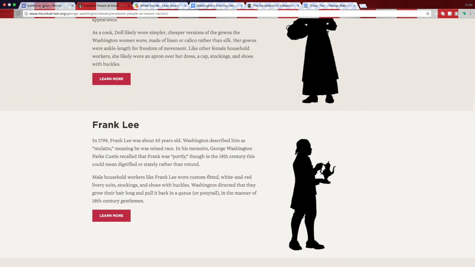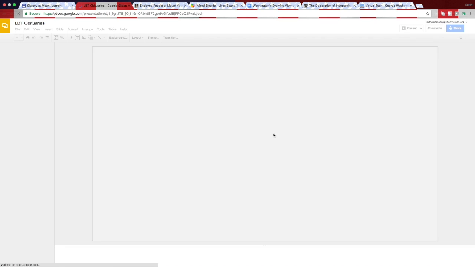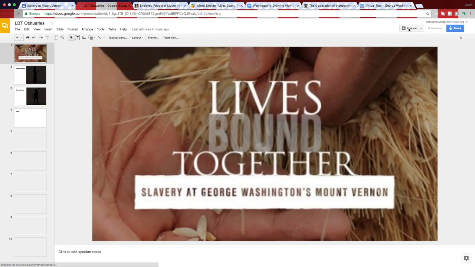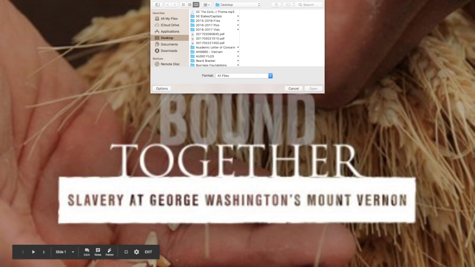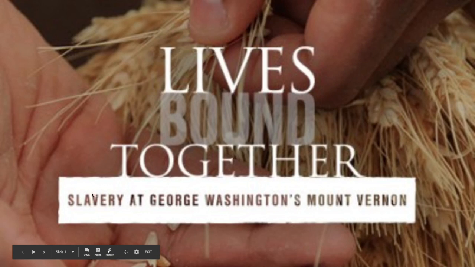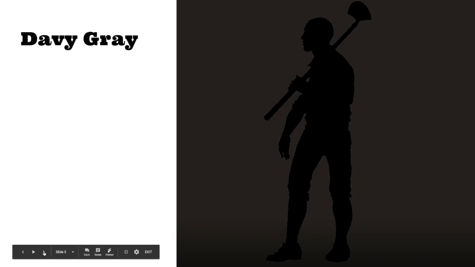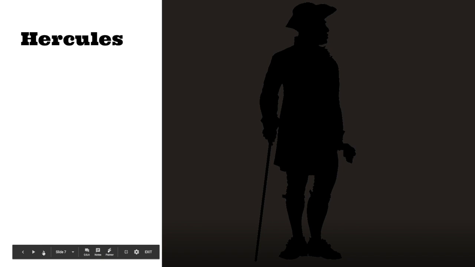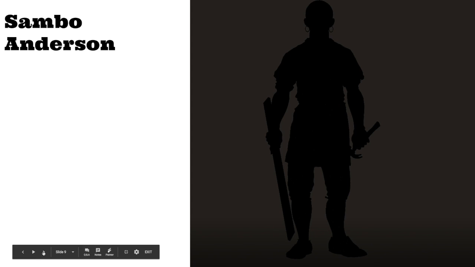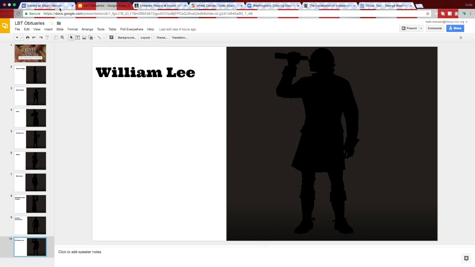And then they're going to be collaboratively building a Google Slides presentation. All kids are going to have access to the same one, and they are going to find their portion. And then they're going to make an obituary for whoever they were assigned. We're going to try to honor these people as much as we can and try to tell their story.